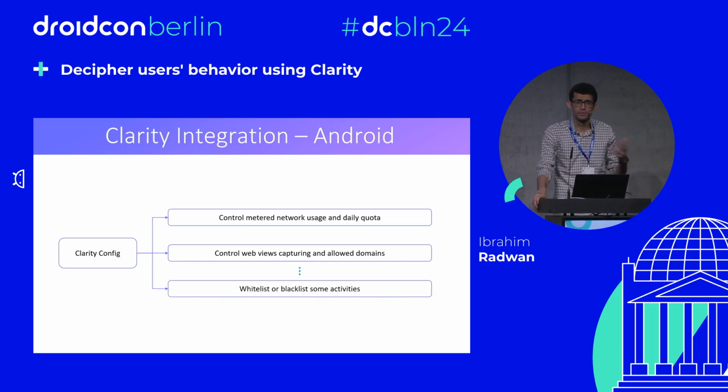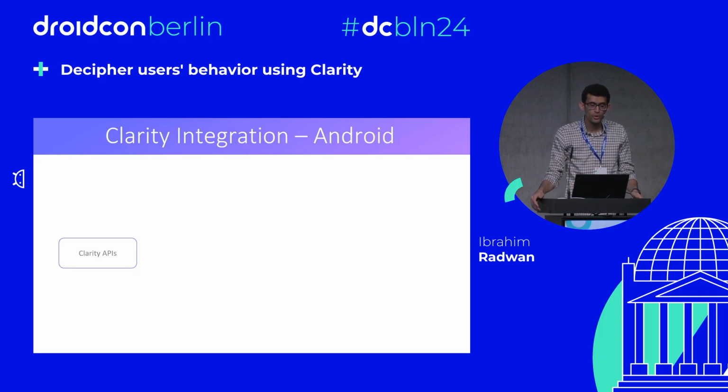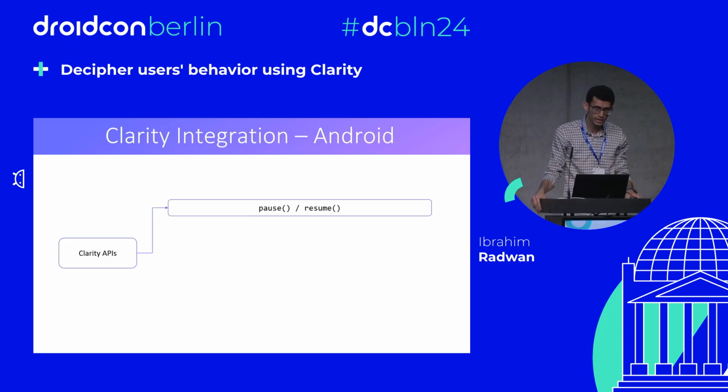Finally, you can whitelist or blacklist activities, and whenever an activity is blacklisted, it will not be captured by Clarity whatsoever, no interactions, no recordings, nothing at all. And if you limit Clarity to a set of whitelisted activities, those activities will be the only ones to be tracked by Clarity. Now, moving on to the APIs that you can call to control Clarity's behavior.